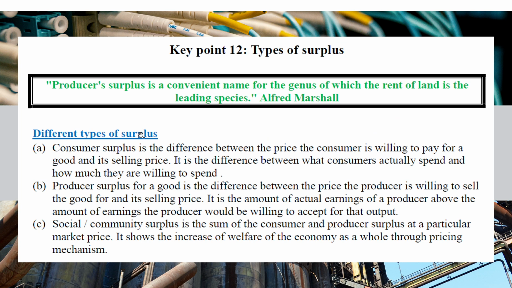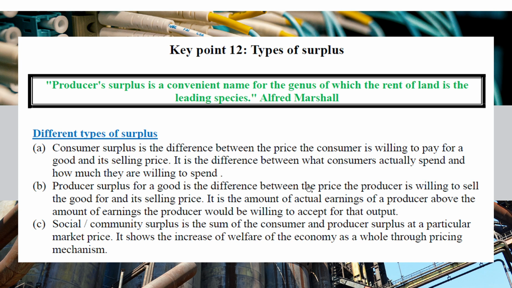So, different types of surplus. Consumer surplus is the difference between the price the consumer is willing to pay, which is higher, and the exactly the selling price. So there's a difference between what the consumer actually spends and how much they are willing to spend. The actual spend is lower.